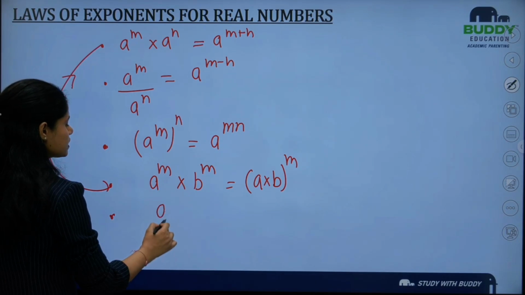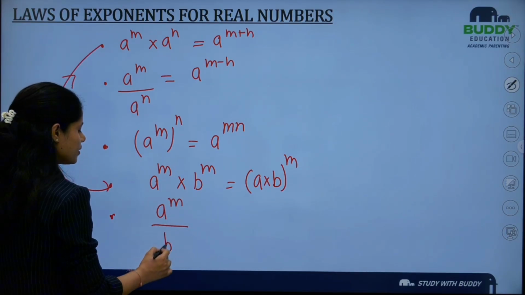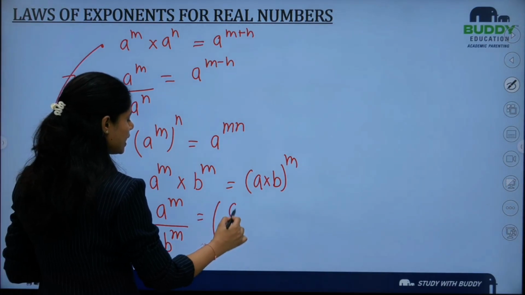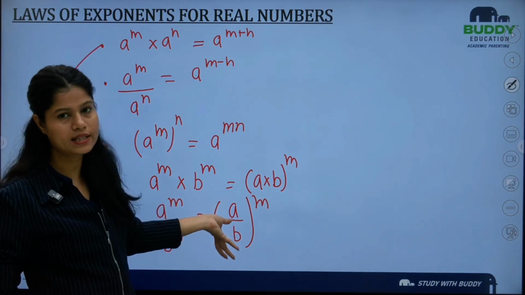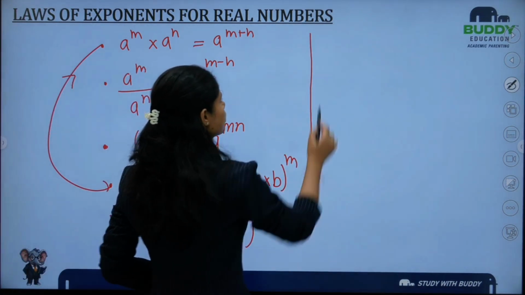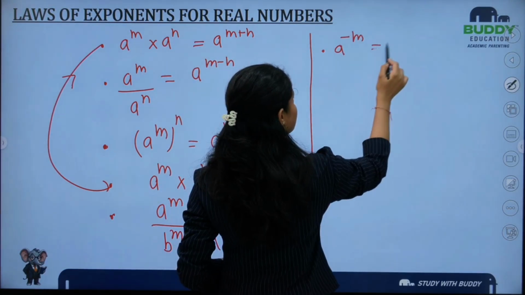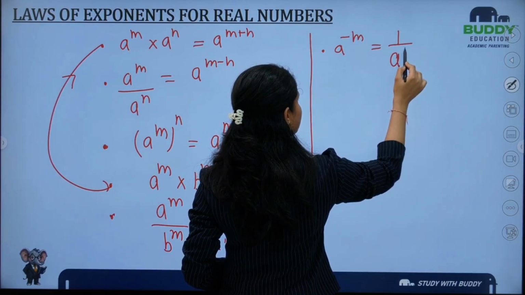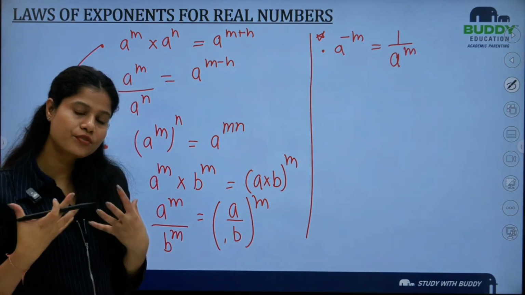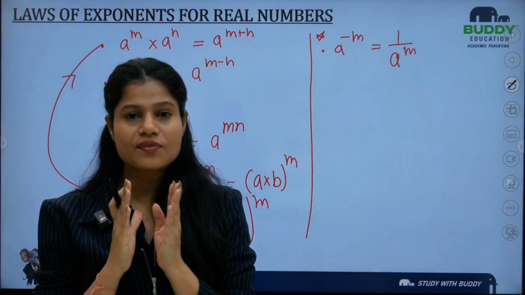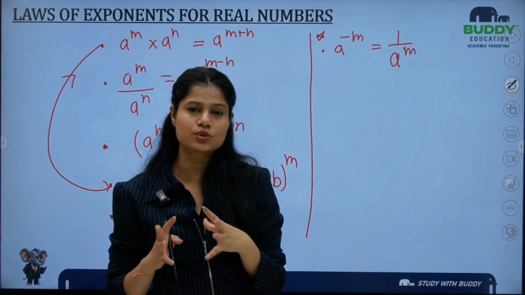Then you have the same law with division: if you have a raised to the power m and b raised to the power m, then a upon b whole raised to the power m can be formed in this way. Then there is a rule that a raised to the power minus m can be written as 1 upon a raised to the power m. This is a very, very important rule. So these are a few rules of exponents that will help us in solving problems related to exponents and powers.